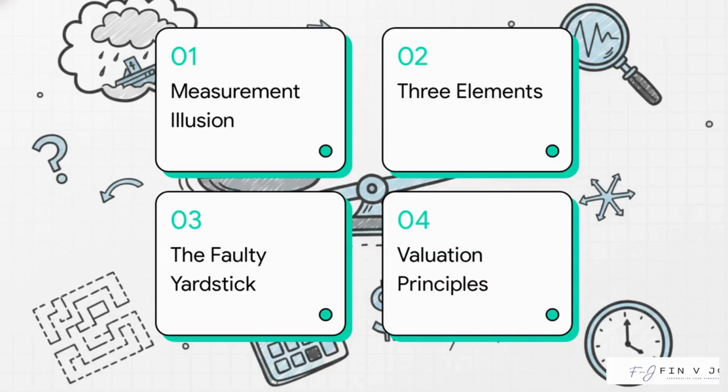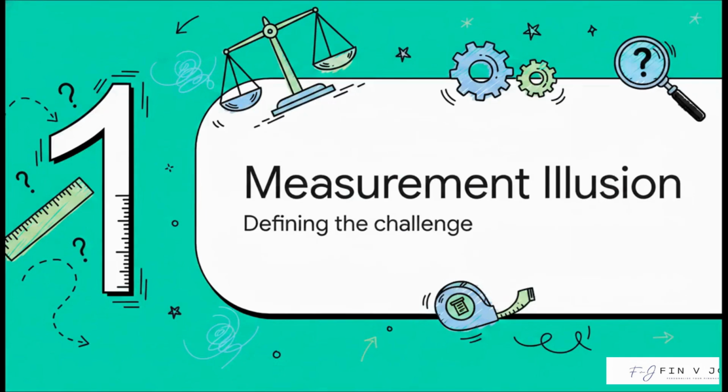First, we've got the measurement illusion. Second, the three elements of measurement. Third, we'll talk about the faulty yardstick. And lastly, the 4 valuation principles that accountants use to actually fix all of this. All right, Section 1, the measurement illusion.